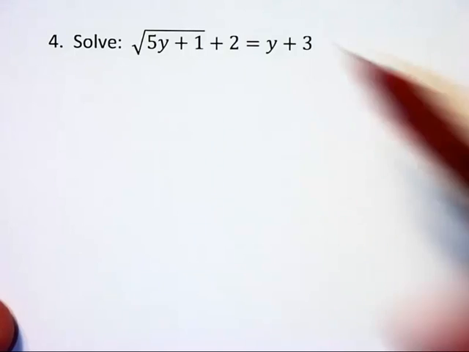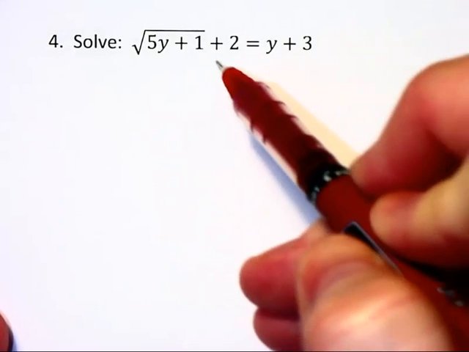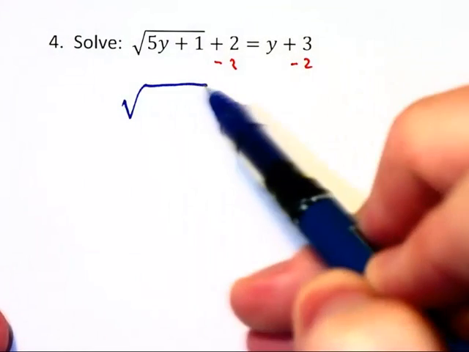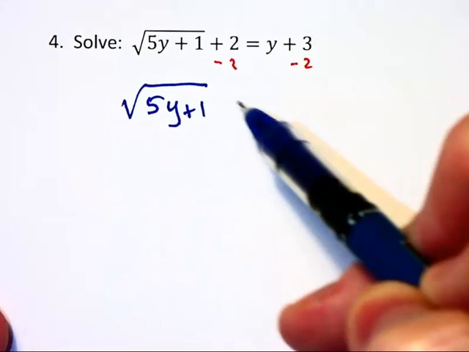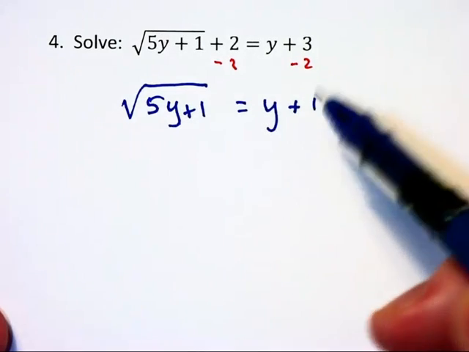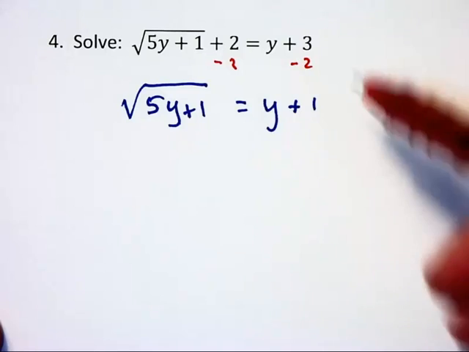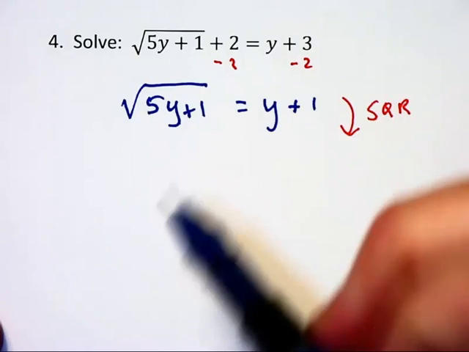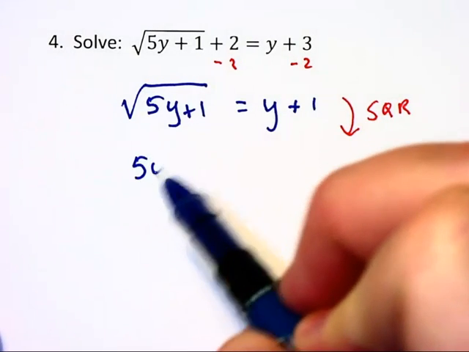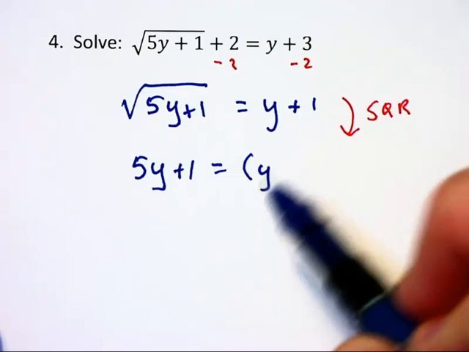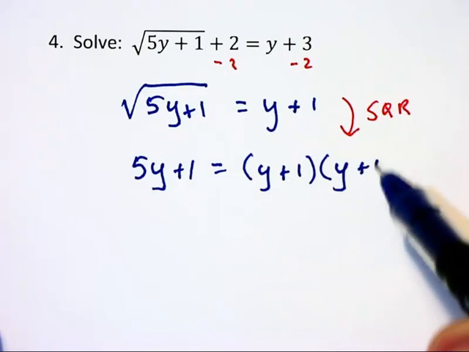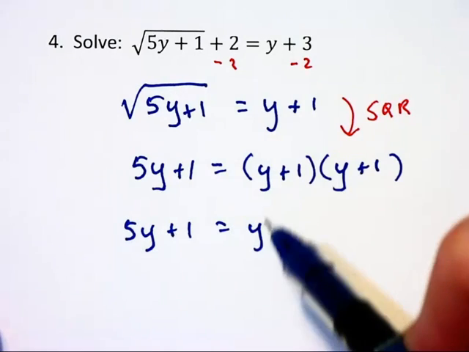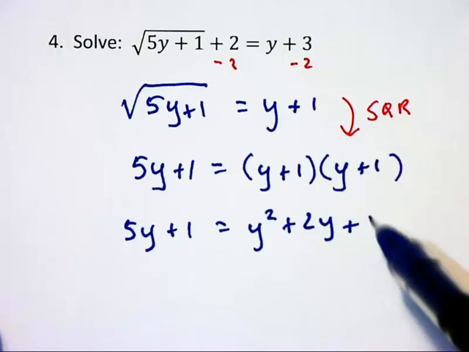For this next problem, we want to first isolate the radical by subtracting 2 on each side. We will now have the square root of 5y plus 1 is equal to y plus 1. Now we see that we can square each side, and that means we're going to have a FOIL problem on the right hand side. So we've got 5y plus 1 is equal to y plus 1 times y plus 1. Doing the FOIL, we have 5y plus 1 equals y squared plus 2y plus 1.